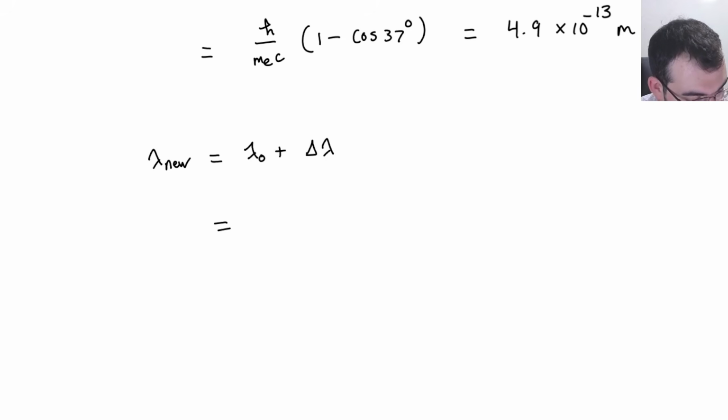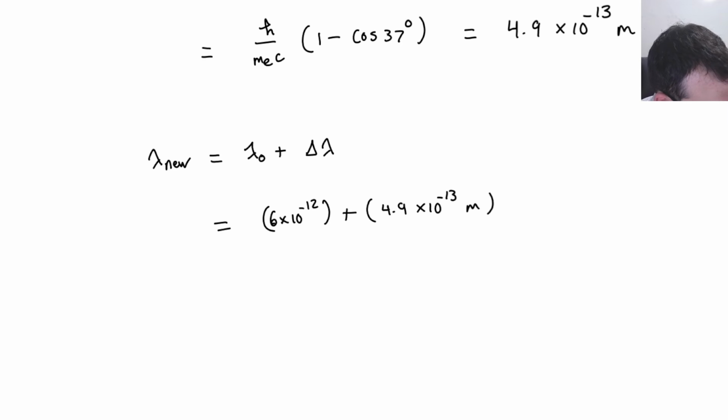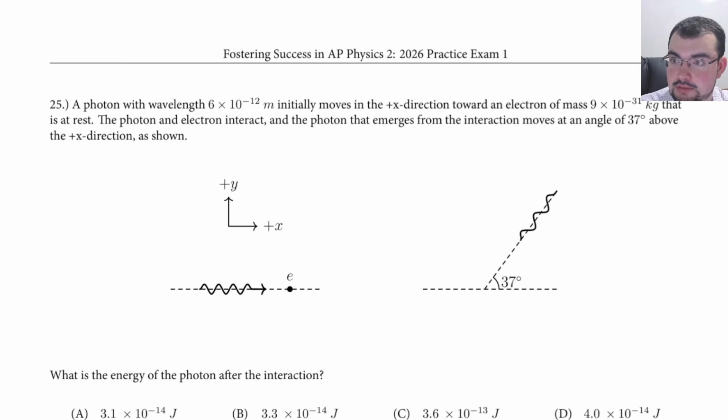So our initial wavelength was 6 times 10 to the minus 12th. Our delta, our extension factor was this. So we can just add on 6 times 10 to the minus 12th. And I get 6.5 times 10 to the negative 12 meters. So this is still not my answer. This is just my new wavelength.